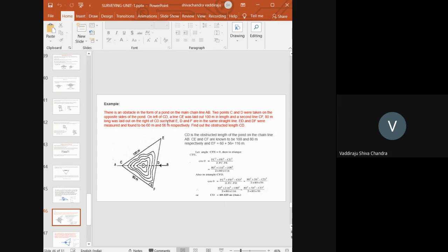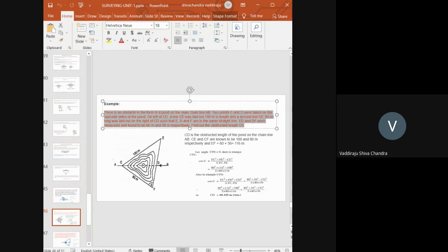There is an obstacle in the form of a pond on the main chain line AB. Two points C and D were taken on the opposite sides of the pond. On left of CD, a line CE was laid out 100 meters in length and a second line CF 80 meters on the right side, such that points E, D, F are in the same straight line. ED and DF were measured and found to be 60 meters and 56 meters respectively. Find out the obstructed length CD. This is how you'll be getting the question.